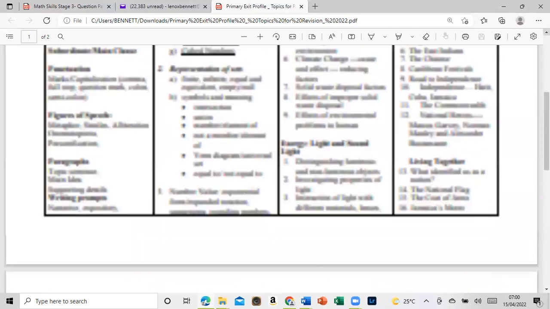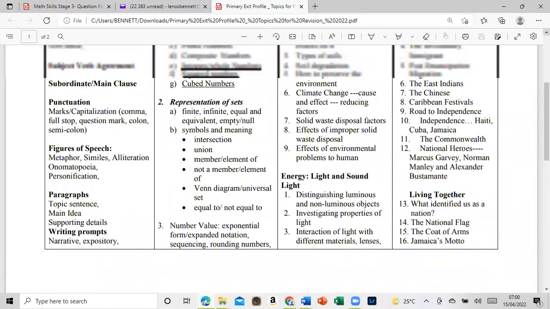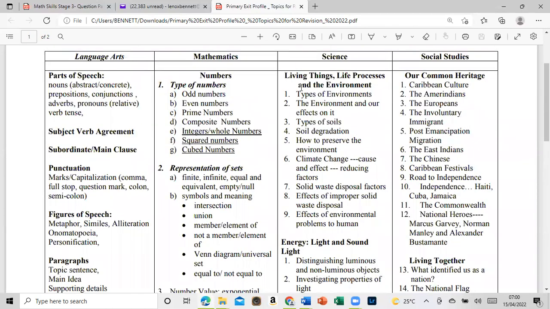I will try to elaborate as much as possible since I'm a maths specialist. All right, so the first one is numbers, and this is global. Doesn't matter what country, numbers is the key. All right, so you must know the difference between an odd number and an even number, a prime number, a composite, what are integers, whole numbers, squared numbers, and cube numbers, right?